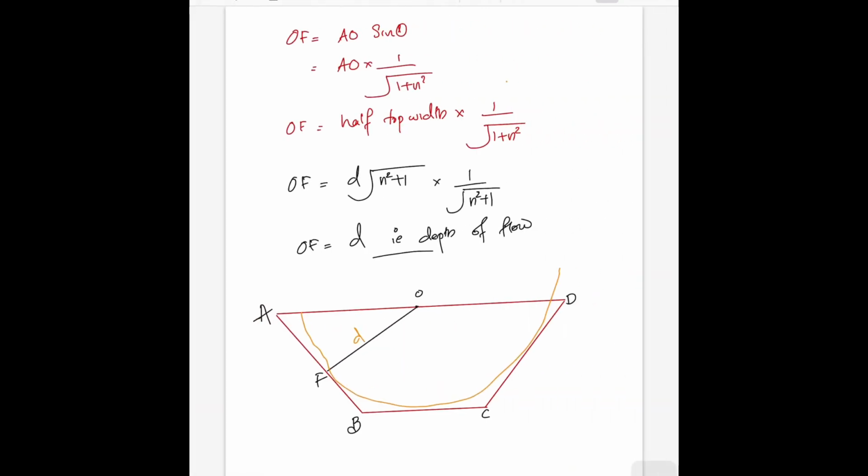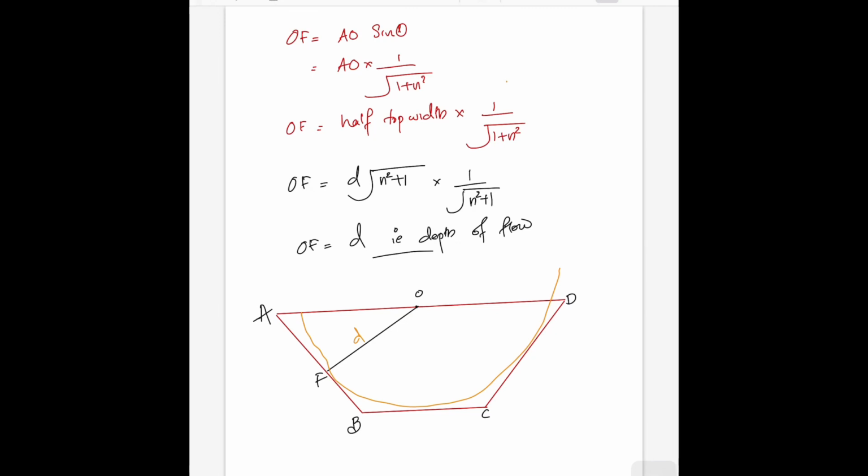Similarly, by dropping another perpendicular towards this sloping side CD and another perpendicular towards the base BC, we can establish this same condition and we can prove.